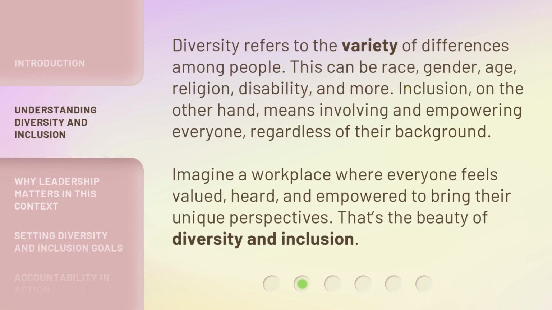Diversity refers to the variety of differences among people. This can be race, gender, age, religion, disability, and more. Inclusion, on the other hand, means involving and empowering everyone, regardless of their background. Imagine a workplace where everyone feels valued, heard, and empowered to bring their unique perspectives. That's the beauty of diversity and inclusion.